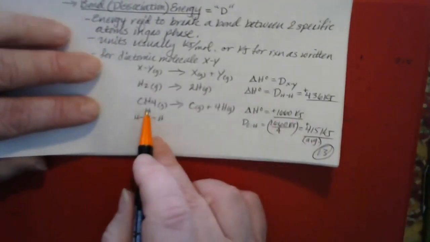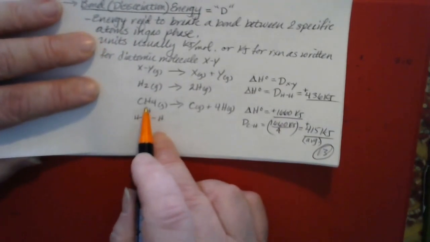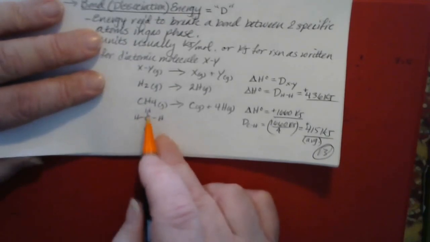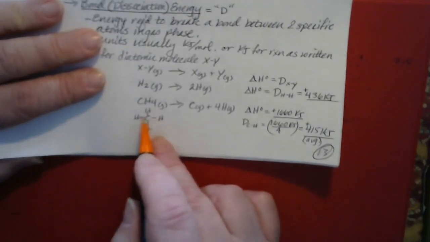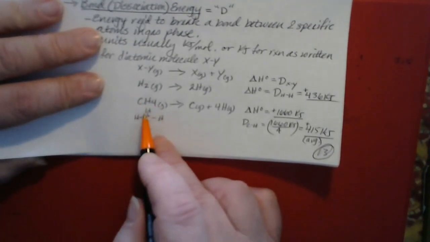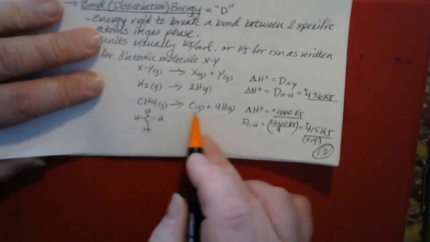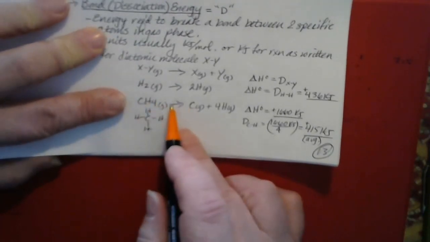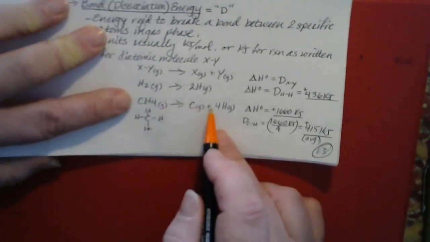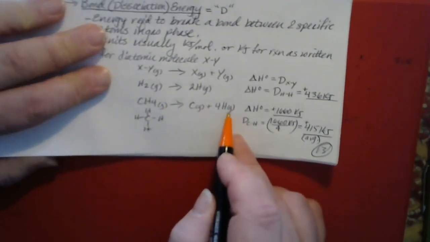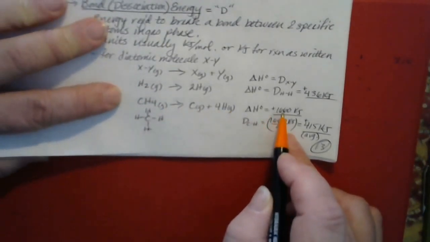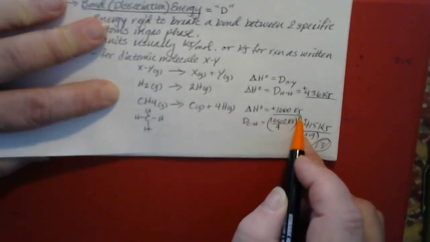Another reaction could be something like taking methane, CH4, and breaking all of its bonds. Methane has a Lewis structure where you have carbon in the middle and a single bond to each of the hydrogens around it. So for 1 molecule of methane, you've actually got 4 carbon-hydrogen bonds. So this equation involves separating CH4 into carbon in the gas phase plus 4 hydrogen atoms in the gas phase. And the enthalpy change for this reaction is 1,660 kilojoules.